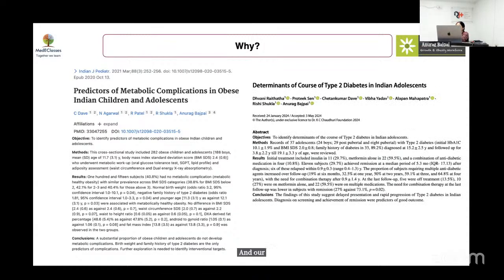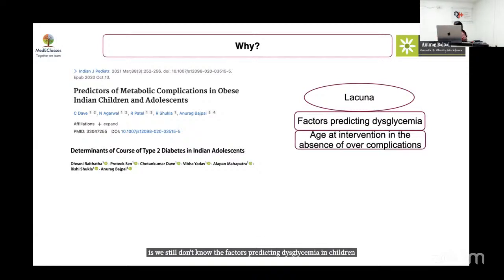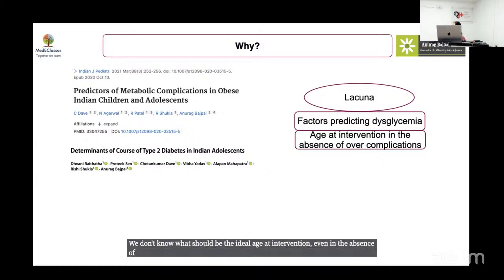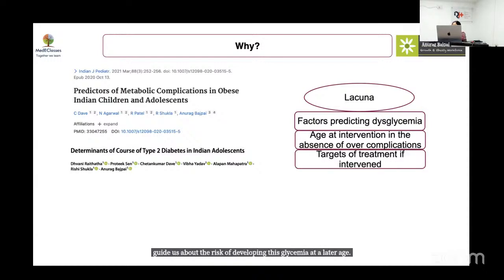Our study shows that children with obesity who were picked up on screening for dysglycemic complications had a better outcome in terms of who went on to develop type 2 diabetes. What we need to know, or where our lacuna lies, is that we still don't know the factors predicting dysglycemia in children and who is more at risk. We don't know the ideal age at intervention, even in the absence of complications. Even on screening, if we find no complication, is there any other surrogate marker that could guide us about the risk of developing dysglycemia at a later age? And if there is a certain age, what should be our target of treatment, or how aggressively should we intervene to prevent long-term dysglycemia?